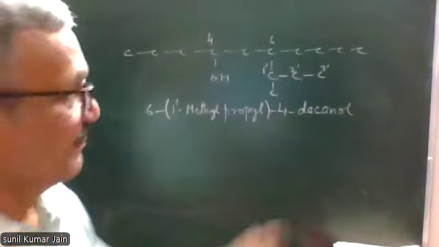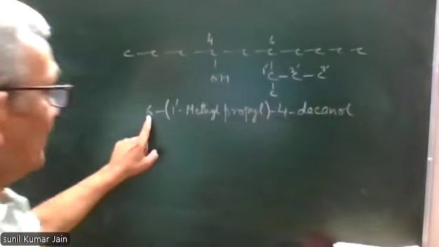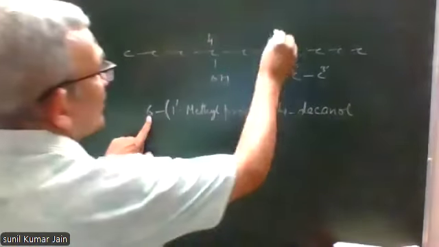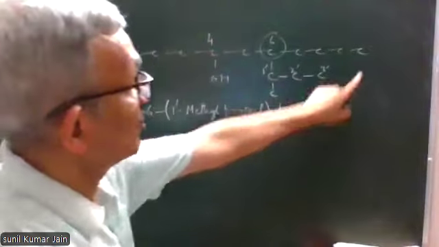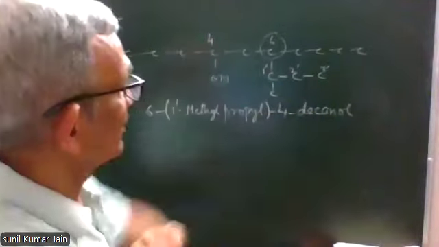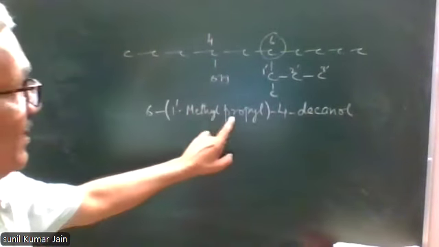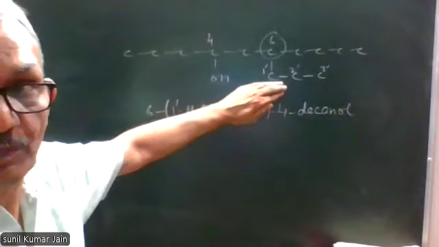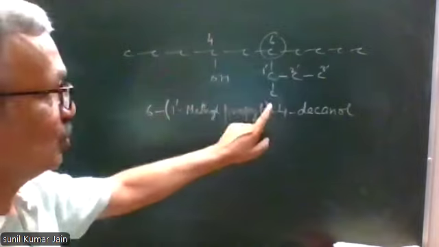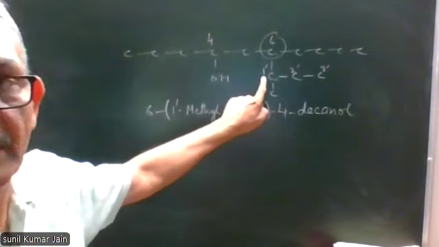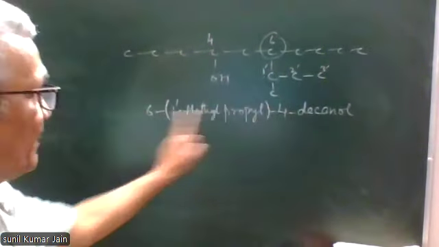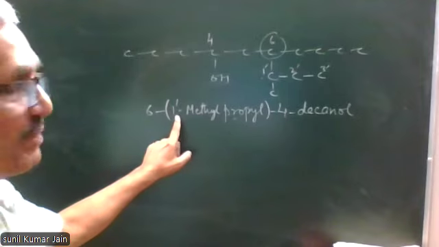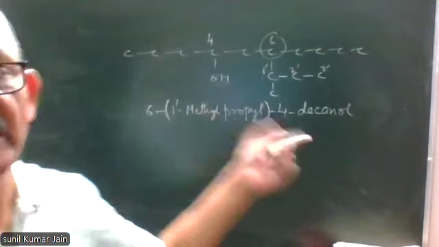Now try to understand. At carbon number 6 of 4-decanol, a propyl group is attached, and propyl is further attached to methyl at carbon number 1 dash. So the IUPAC name will be 6-(1-methylpropyl)-4-decanol.